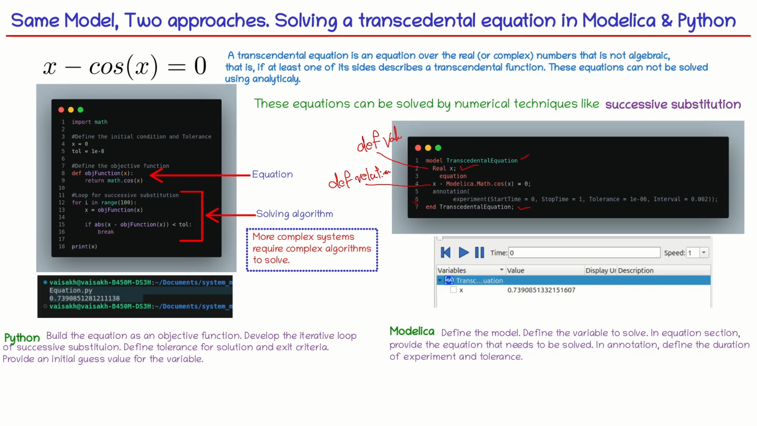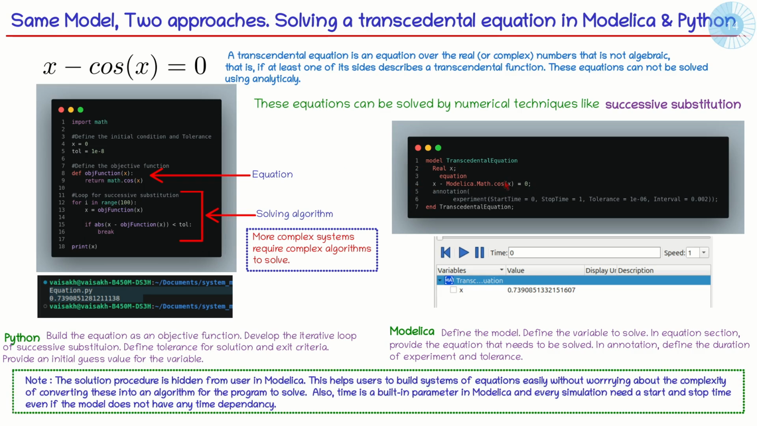By running this in Modelica, you will get the value of the solution as 0.73908513. So if you look at the initial part, we got the exact solution without having to worry about how the algorithm solved it. That is happening behind the scenes. We only had to define the equation.